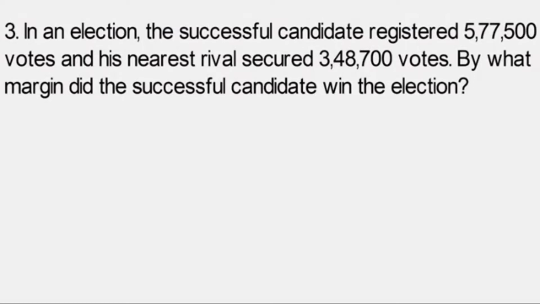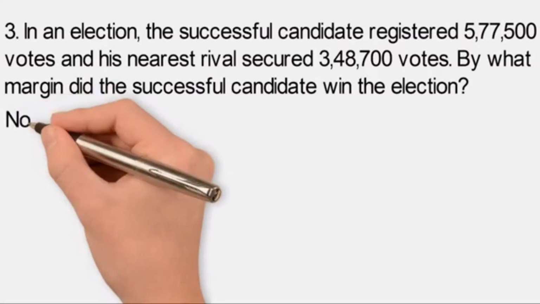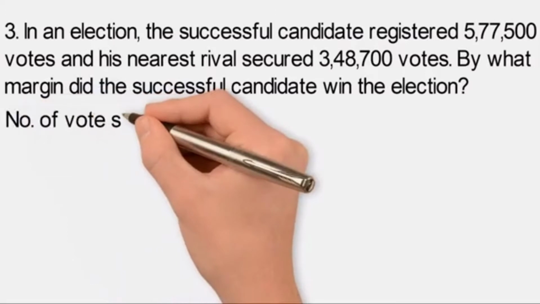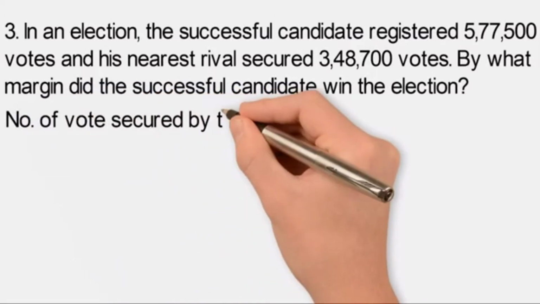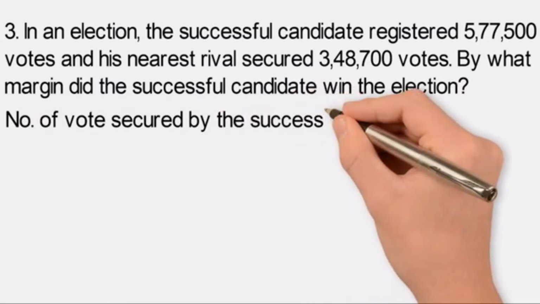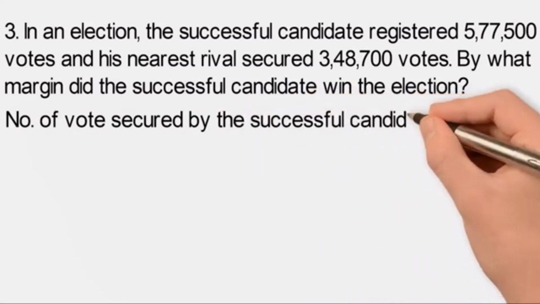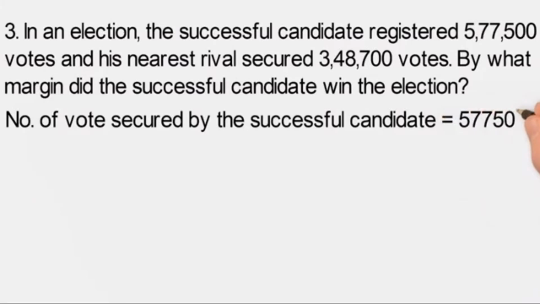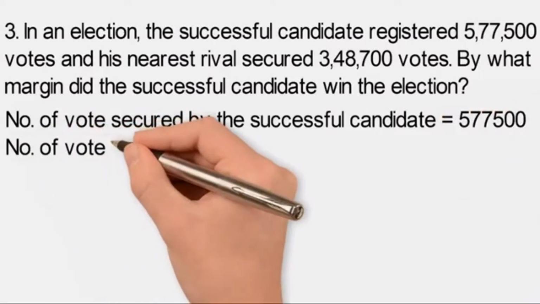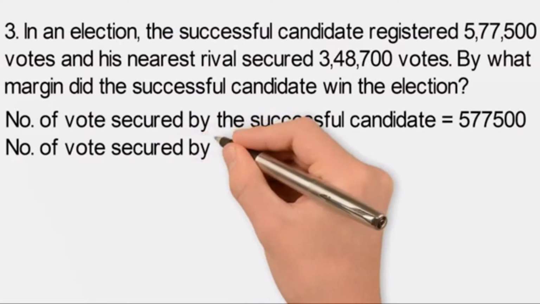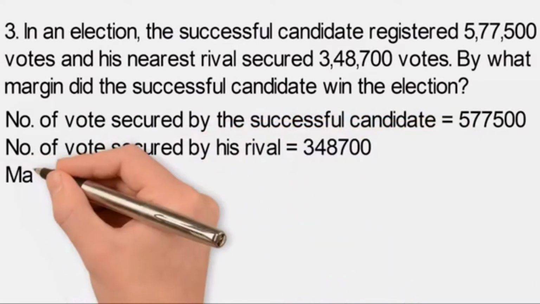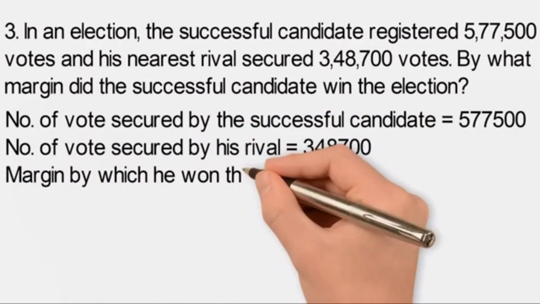What is rival? His nearest rival means उसका opponent, उसका competent, है ना? Winning के लिए competent लगेगा. So here is the word, by what margin. By what margin means what is the difference between the number of votes secured by the nearest rival and the successful candidate. So how to find the difference? First we will write the number of votes secured by the successful candidate. The successful candidate has more votes. So we have to find the difference, means we have to find the subtraction here.